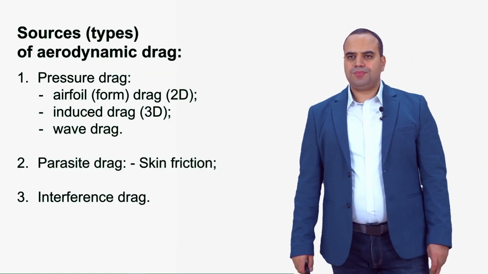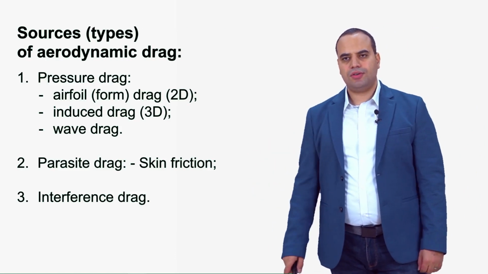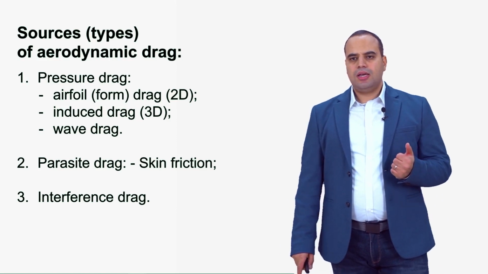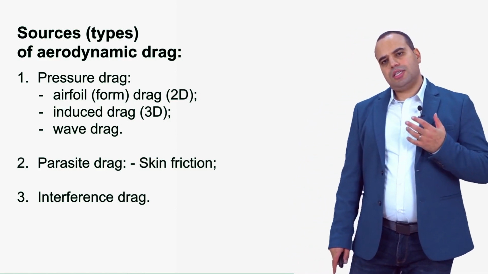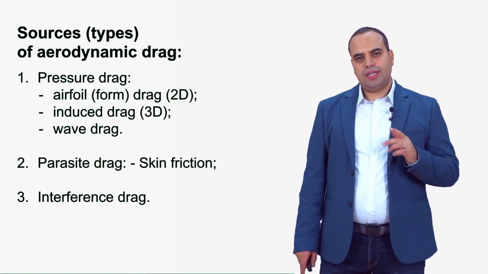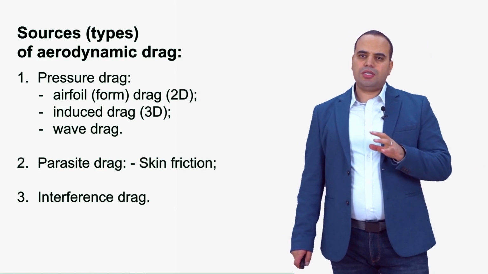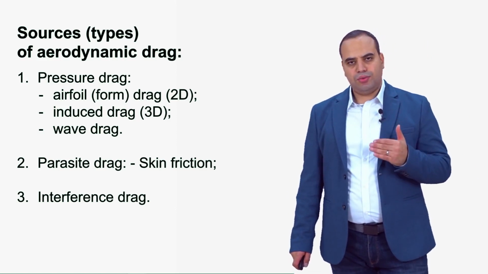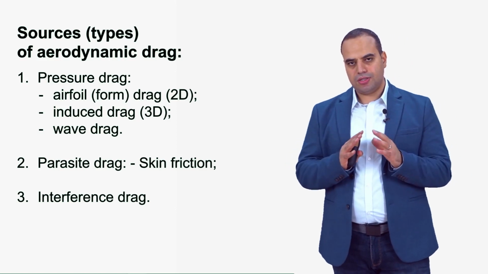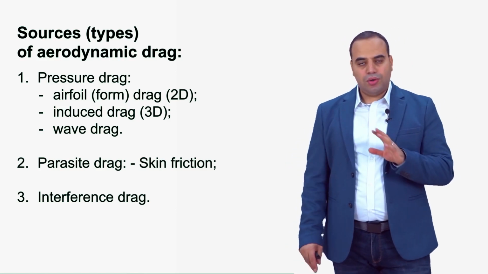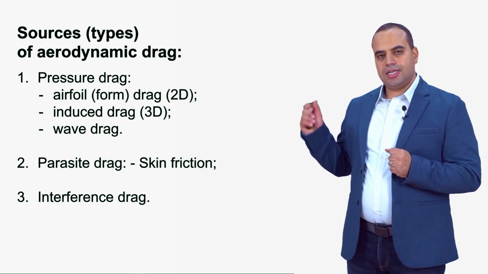And we can sum up a little bit what has been learned here about the sources of the aerodynamic drag. So we have the pressure drag, the parasite drag, and the interference drag. And the pressure drag itself has to do with the airfoil drag, the induced drag, and the wave drag, right? Now, the lift force has only one source, which is the pressure, right? So the difference in pressure generates lift, and there is no other source of lift. While the drag, as you can see, has quite a lot of sources.